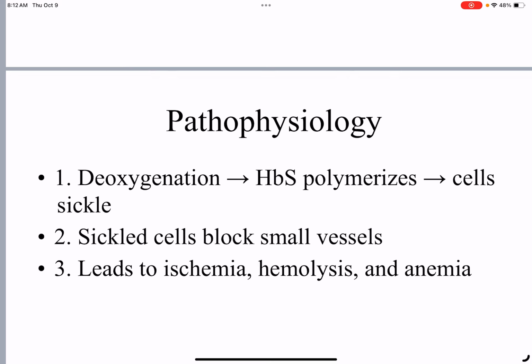Pathophysiologically, you would have deoxygenation of blood. Again, if the red blood cell is sickled, it's not round as it should be. Blood flow is impeded. There will be deoxygenation of blood to the tissues. The hemoglobin S will polymerize. You have sickle cell, and because you have these cells that are crescent shaped, the blood flow in the small vessels will be blocked. This can lead to reduced oxygen supply, which we call ischemia. You can have things like hemolysis, and you can have anemia.